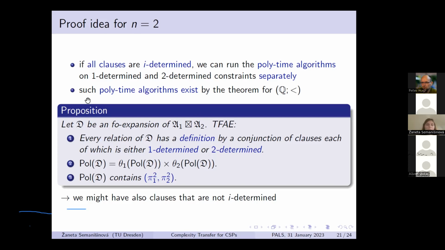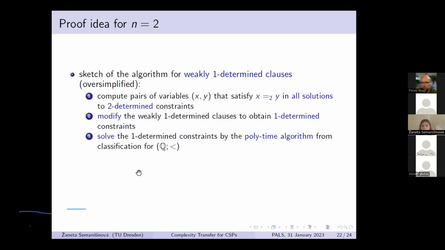But what this proposition also shows is that sometimes, when we don't have such a nice situation in our polymorphism clone, where we have these projections, we might also have clauses that are not I-determined. And so, what happens for the cases that are not so nice?